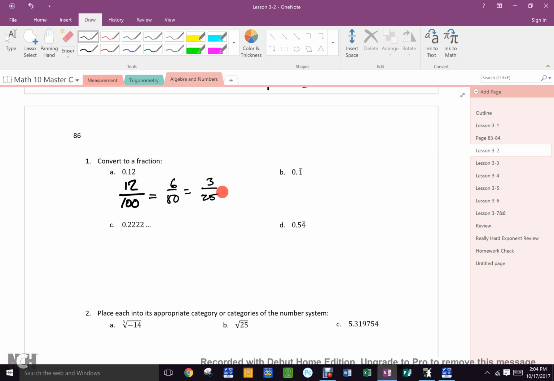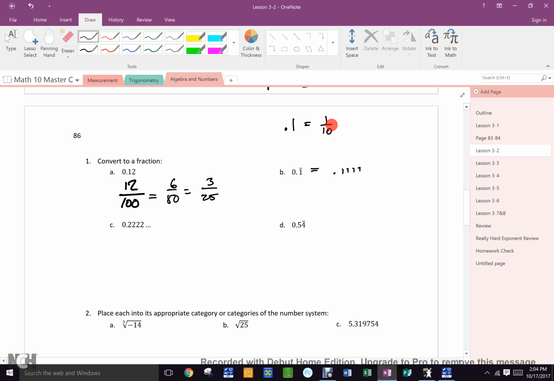The next one's weird. What does that little line mean? So what is this? It's 0.1111 for how long? Forever. 1 forever and ever and ever. Yes? If there was no line over that, it would be 0.1, yes? Which would equal 1/10, yes?